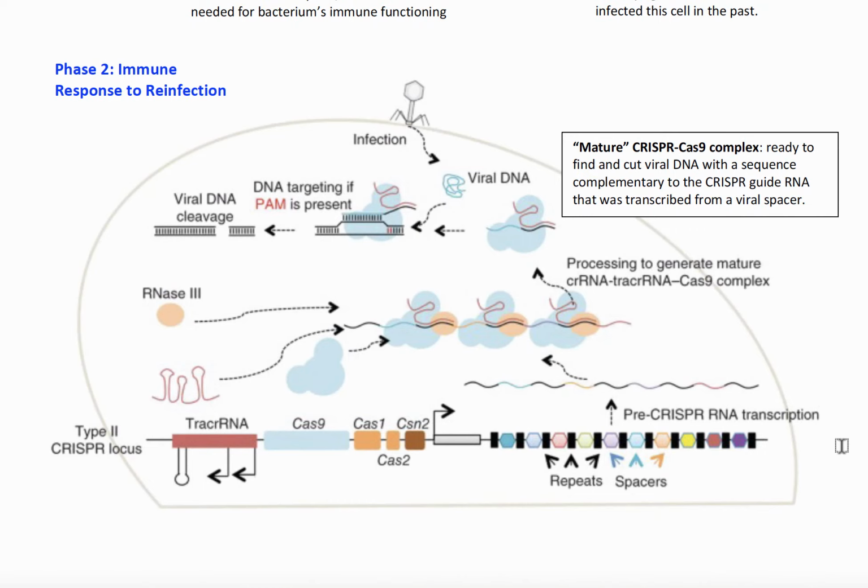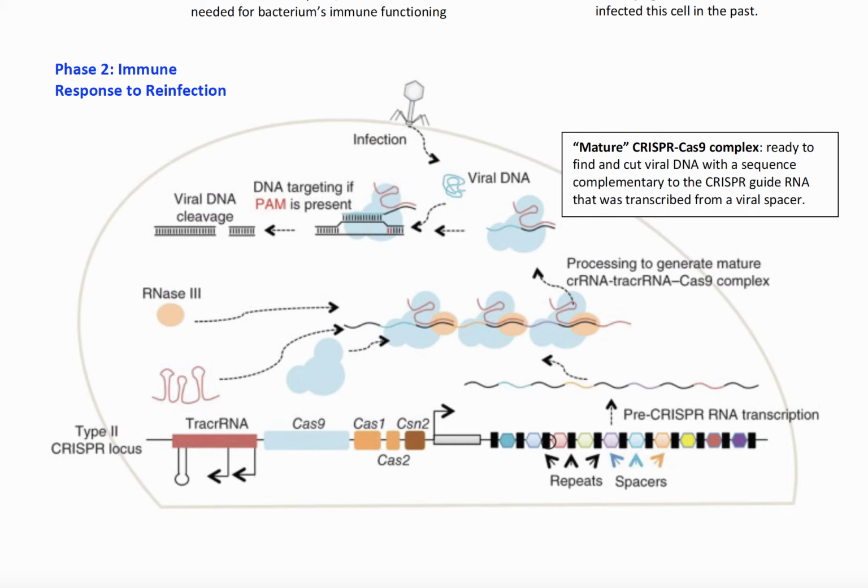Let's move on and look at the second part of this diagram, and this is what happens if that same kind of virus infects the cell again. How is it that the bacterium would have immunity and could defend itself better against that virus? So here we have the same part of the bacterial chromosome, the CRISPR region, and we see that it has the spacer that came from this virus the first time it was infected.